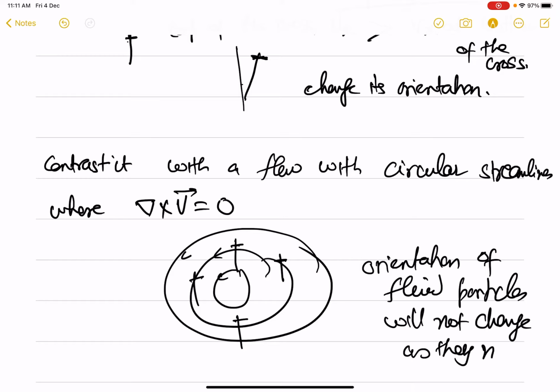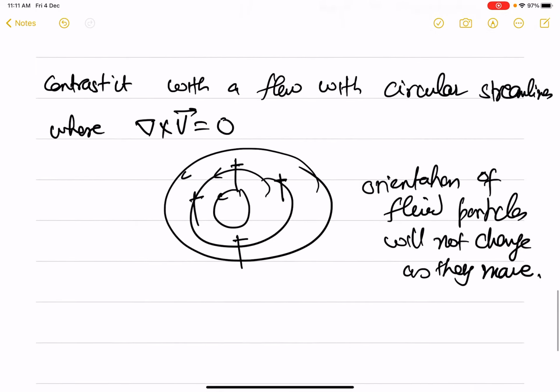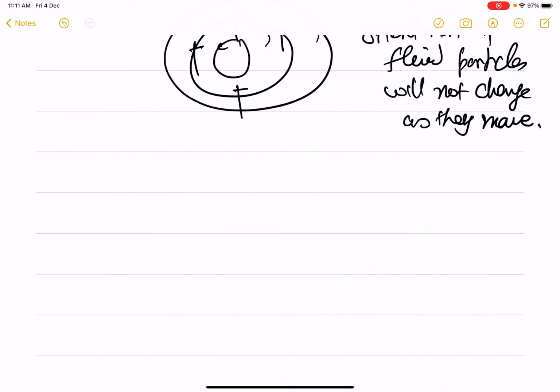And this is sort of like the case of curvilinear translation. Next, let us define a quantity called circulation.